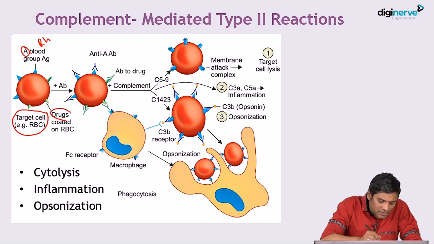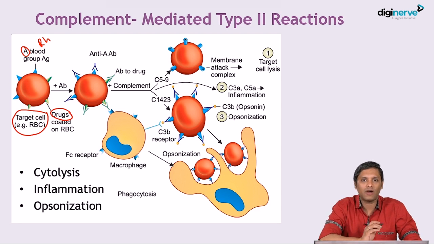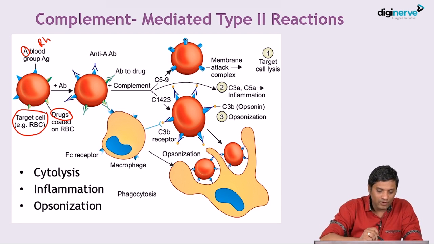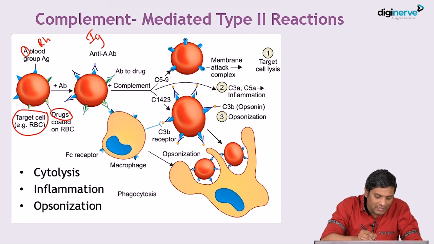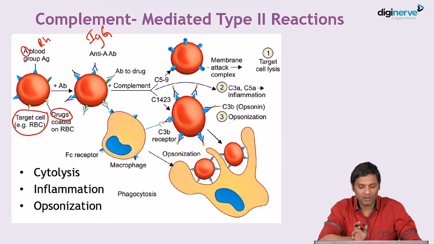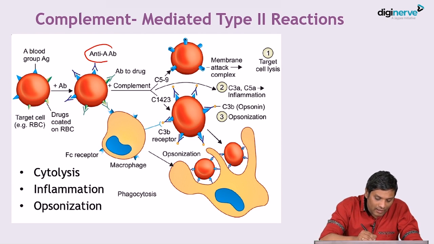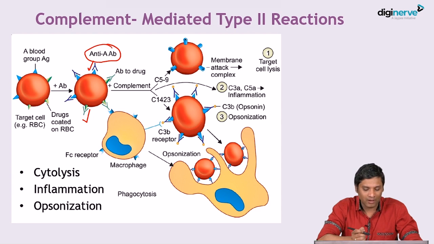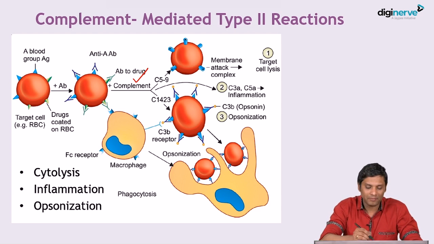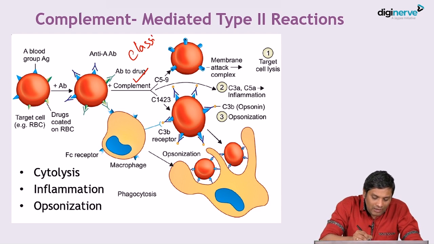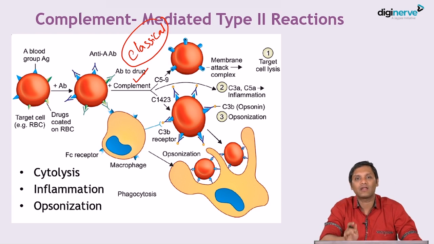Or there may be drugs which can be coated on the surface of RBCs. So first what will happen is the respective IgG antibodies will come and bind. For example, the anti-A blood group antibody will come and bind here, or maybe the anti-drug antibody will come and bind here. Once the respective antibodies come and bind, the next thing is the complement comes and binds, especially the classical pathway of complement will get activated.